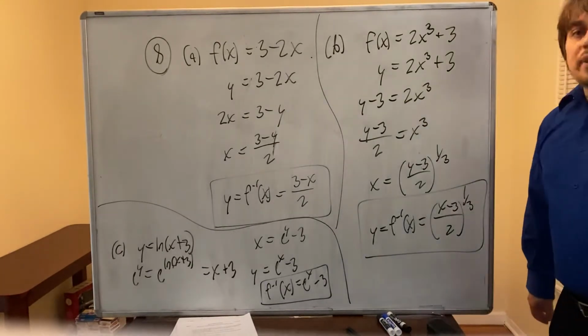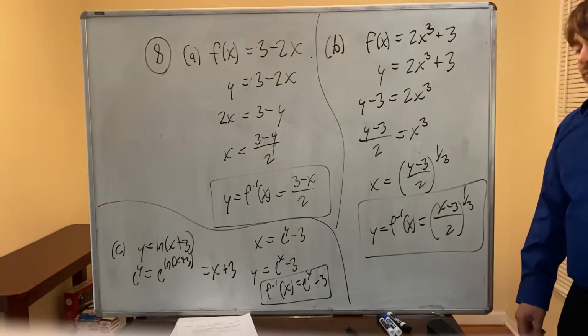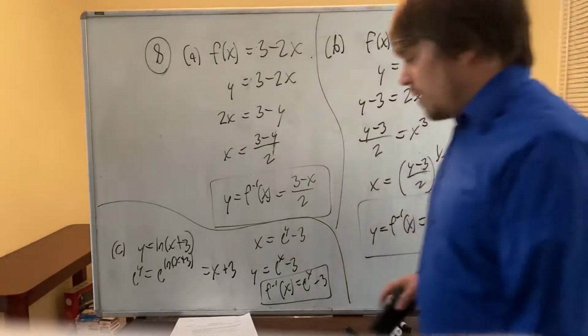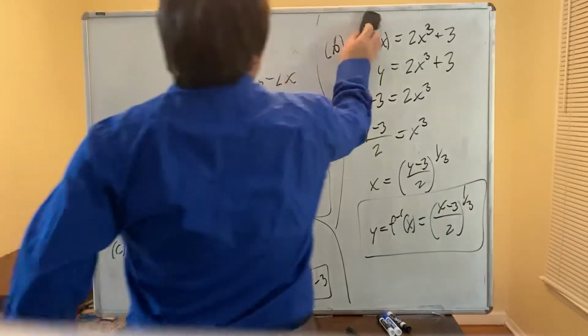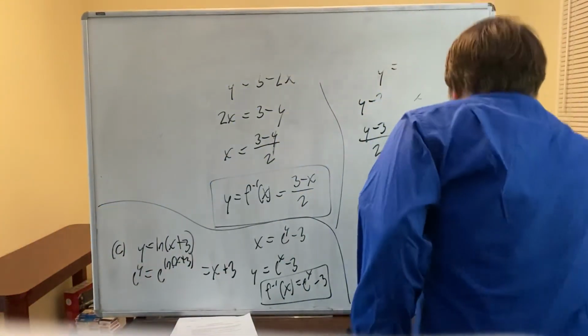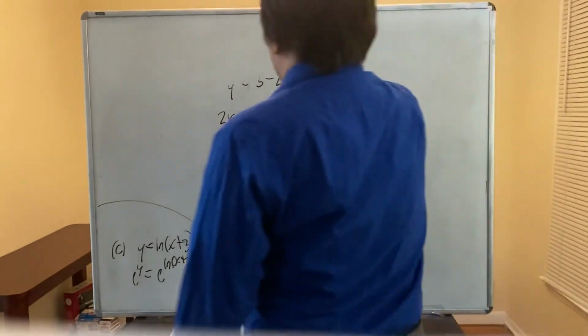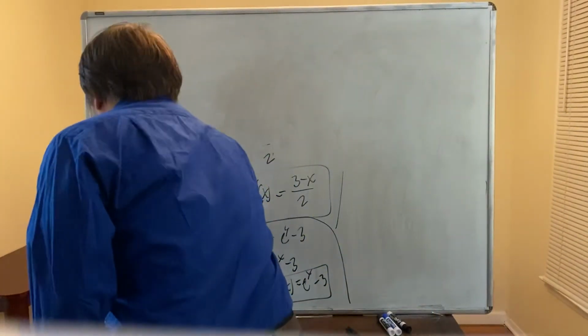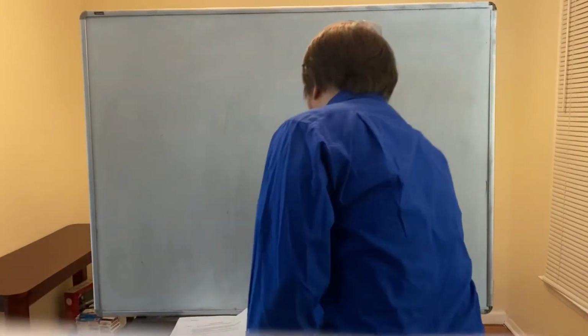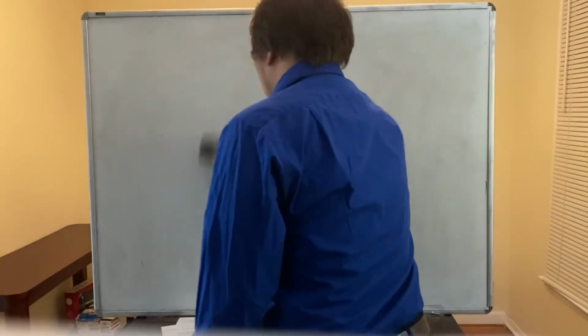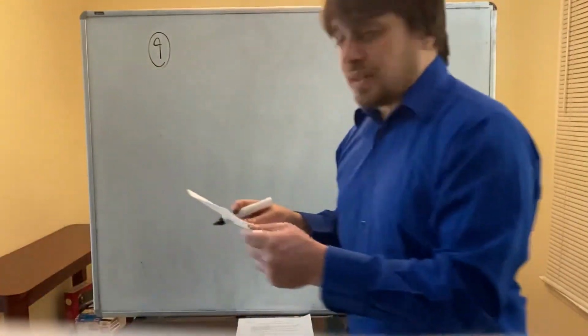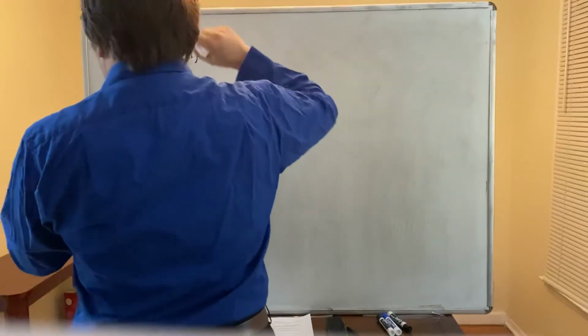All right, so that's number 8. Find the inverse of the function. Those are 3 examples. Okay, so that's the end of page 1. So now we're going to go to page 2. And so for page 2, number 9 is differentiate the function. So part A of number 9, differentiate the function.